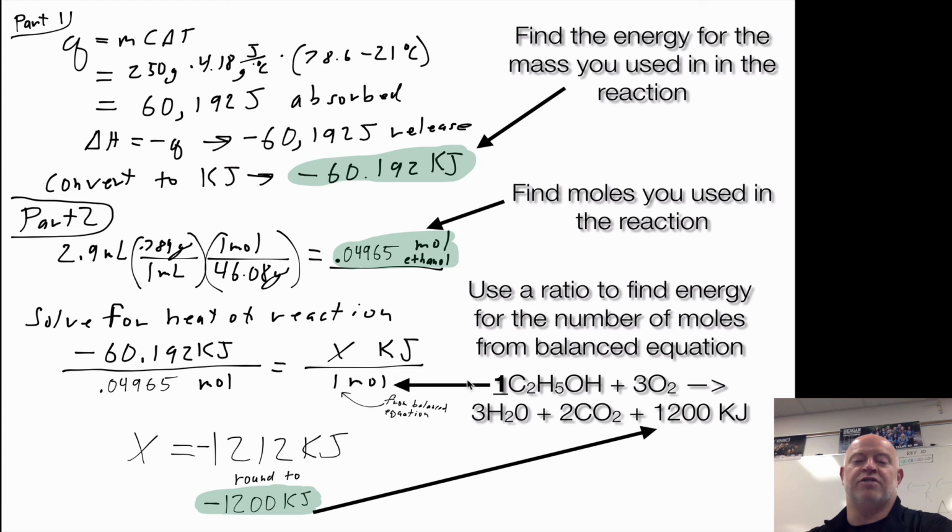If I used a full mole of ethanol, what energy would there be instead? I know if I use 0.04965 moles, I got that much energy. So how much energy would it be for 1 mole? It's a simple ratio problem, and solving that, I got 1212 kilojoules. I rounded back to 2 significant figures, and because it was a negative value, I put it as an exothermic reaction. That's how it works.